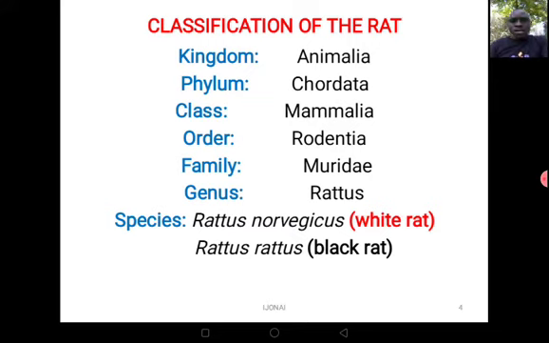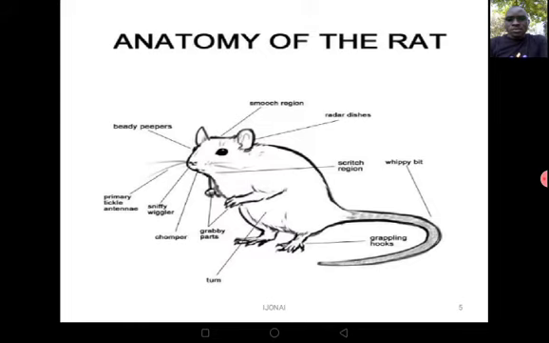Okay, I now know that you can easily classify your rat very well from kingdom to species. If you can do that, that's great. So let's move to the structures. There you can see your rat looks more like that. It has those parts that you are able to see, and we are going to look at those parts much more in detail shortly.